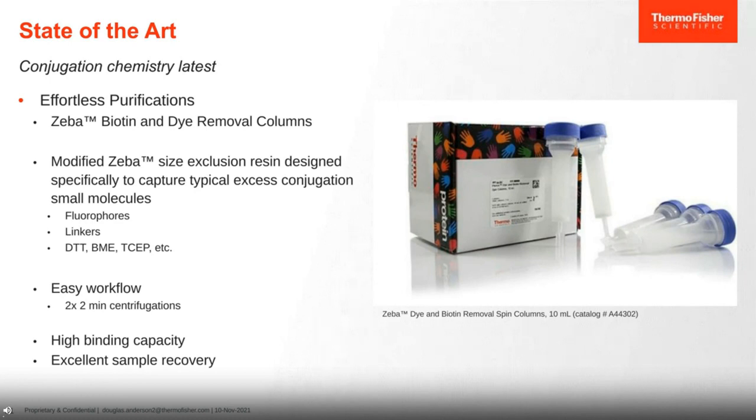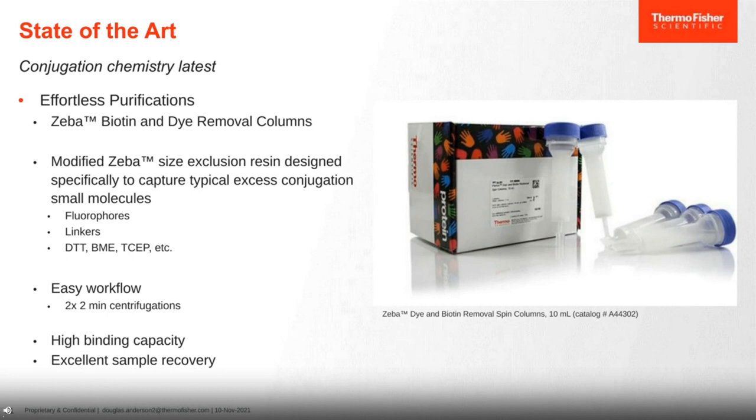So as I mentioned earlier in the talk, in most conjugation workflows, you'll be taking a small molecule reactive dye and reacting that with your biomolecule, and then you almost always will have excess unreacted reagents left over that need to be purified away before you can use that conjugate. Most workflows call for a size exclusion column, which, depending on the workflow, can be fairly cumbersome to use. These columns are specifically designed to actually capture those reagents and retain them in a pre-packed spin column.